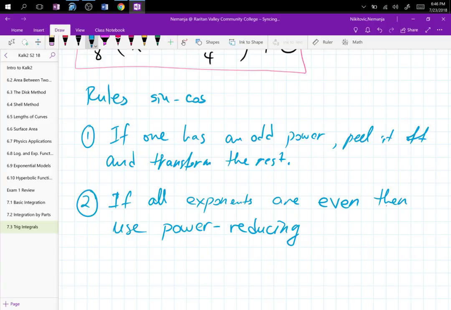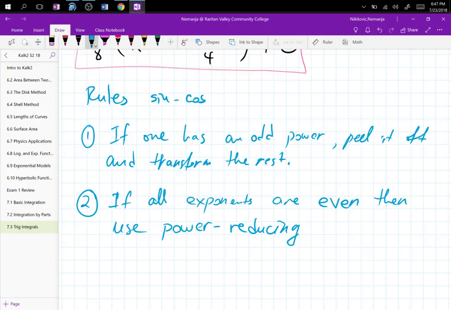So that's what I have. If you have at least one or both exponents to be odd, you peel off a value and you transform the rest. Because when you peel one off of the odd number, you get an even number. An even number can always be dealt with using power reducing. If both exponents of sine and cosine are even, then you get to use the power reducing right away. So that's the first part of the lecture. That is only sines and cosines.